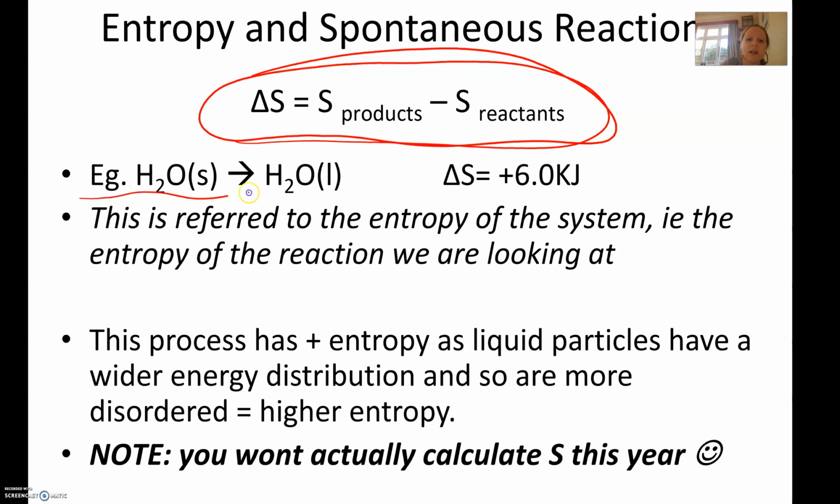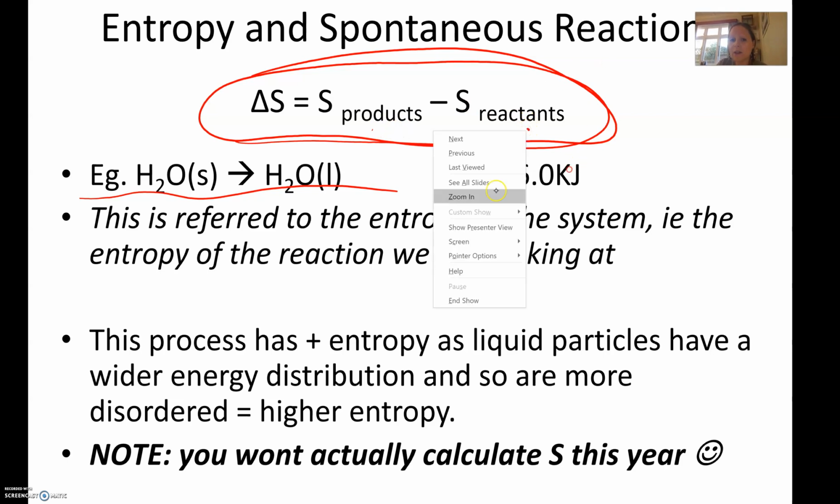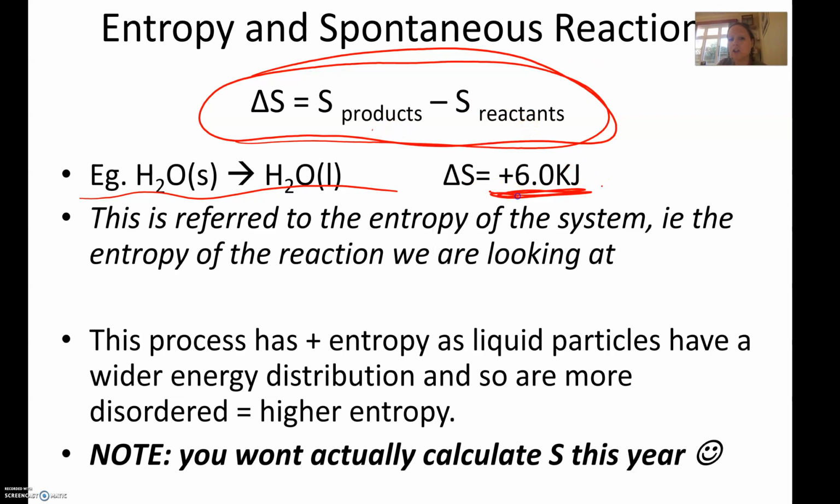Now, if we look at this reaction here, this is water melting, solid to liquid, which also has the name fusion, if we think back to the earlier section of thermodynamics. So we know that a solid is far more ordered than a liquid. The liquid particles are moving more, and therefore they're more disordered. So if we take the entropy of the products and subtract off the reactants, we get a positive entropy value.